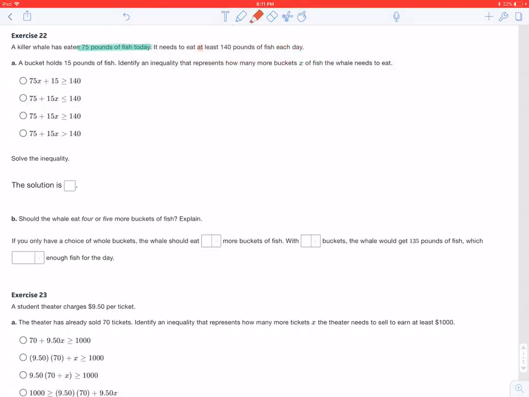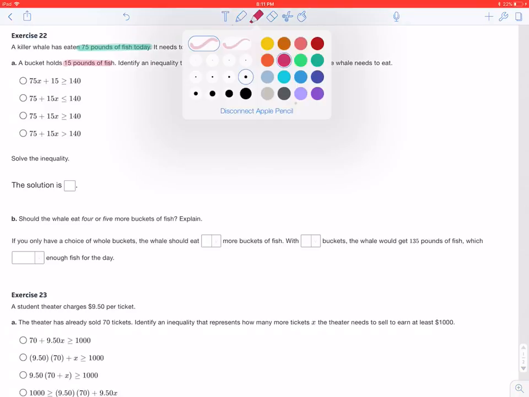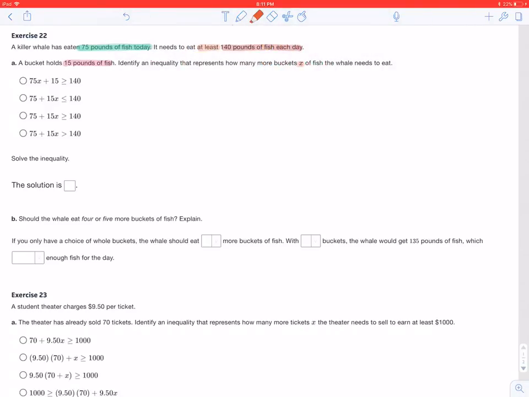Now that's two separate important pieces of information, because "at least" is a key phrase we've been working with in inequalities, and then 140 pounds of fish each day is another piece of information. So two pieces of information right next to each other. A bucket holds 15 pounds of fish. There's yet another piece of information. And then it wants us to identify an inequality that represents how many more buckets, X, our variable, of fish the whale needs to eat.